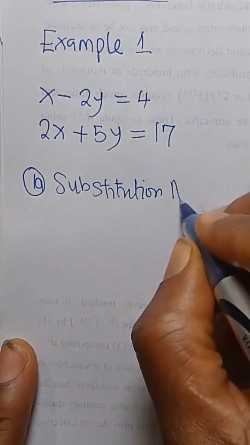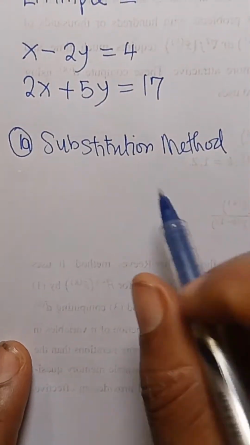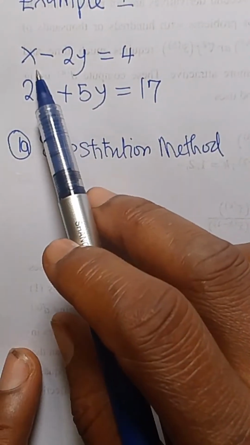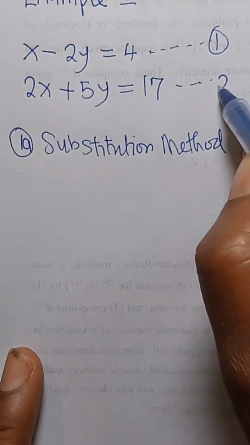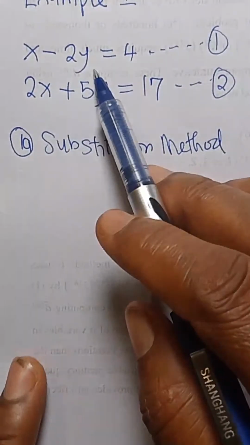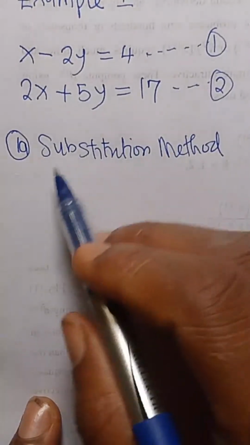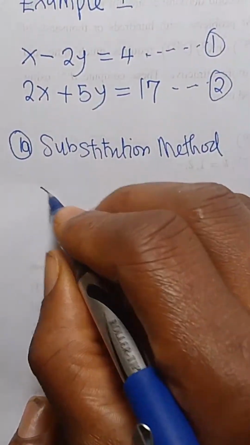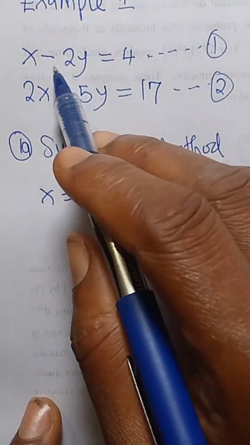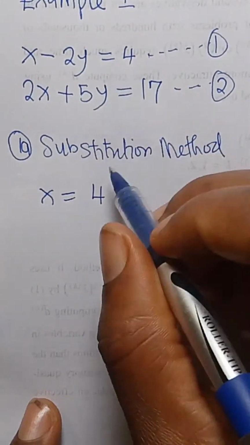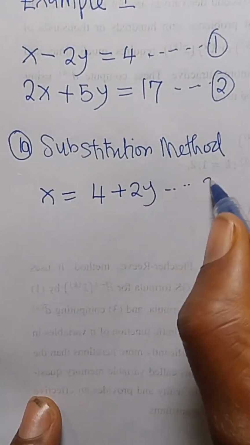Okay, method. Then on substitution method, what do we do? We try to make, we call this equation 1, we call this equation 2. Now on this equation 1, we are going to make x the subject formula. So x is equal to 4. When this negative 2y crosses the equality sign, it becomes positive, plus 2y, and we call it equation 3.